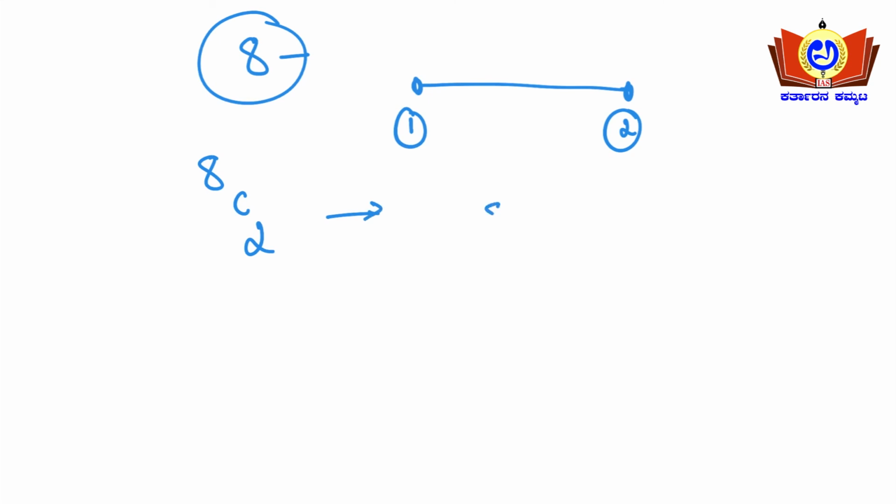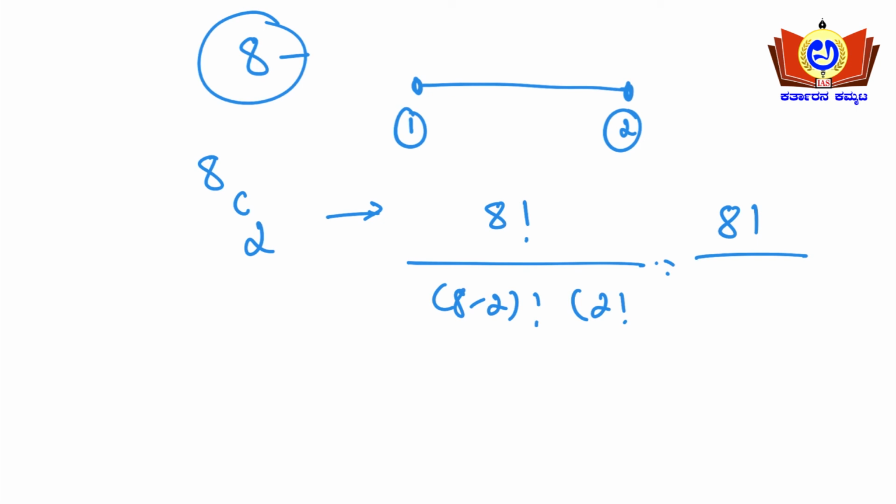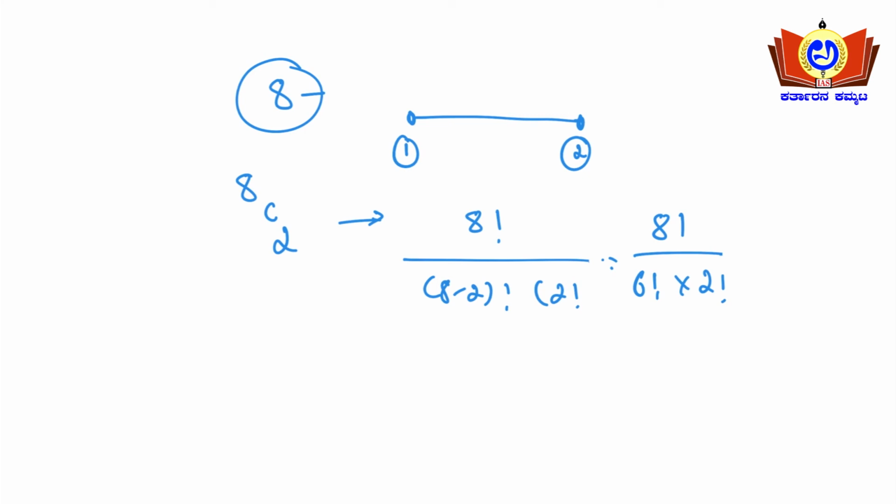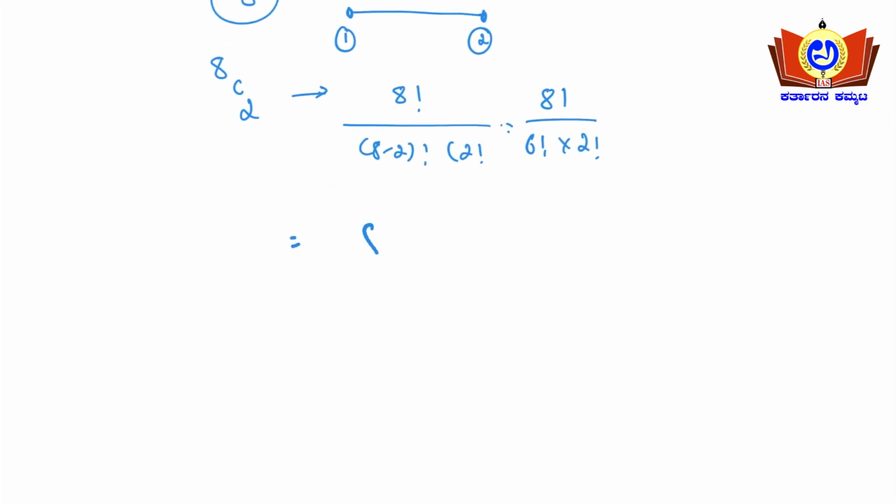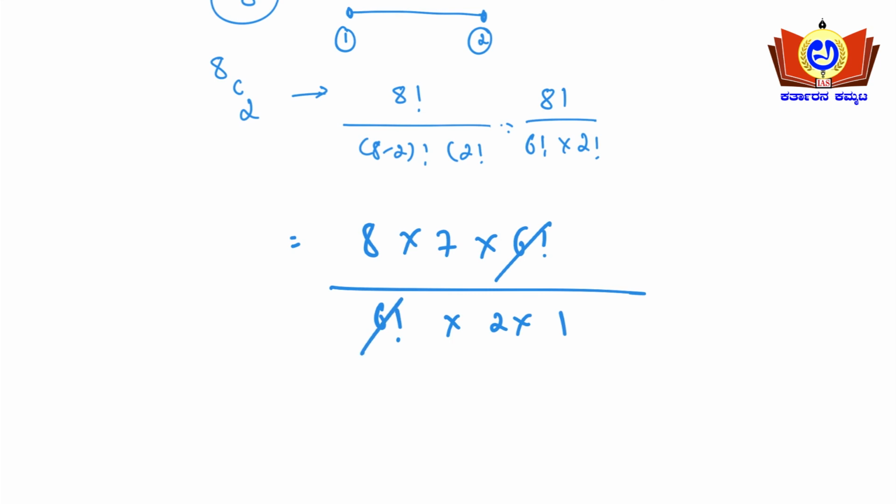It is nothing but 8 factorial by (8 minus 2) factorial. The formula will be (8 minus 2) factorial into 2 factorial. So 8 factorial by 8 minus 2 factorial is 6 factorial into 2 factorial. So this can be solved here. See here, 8 into 7 into 6 factorial upon 6 factorial into 2 into 1. This 6 and this 6 cancel. 2 1 times and 2 4 times here, yes or no? So this will be 7 into 4 is 28, my dear friends.